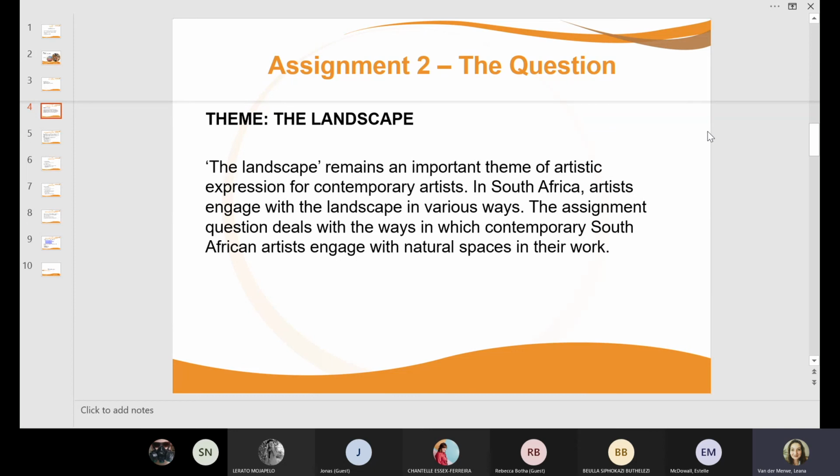So before the question, I've just put that little paragraph which says, the landscape remains an important theme of artistic expression for contemporary artists. In South Africa, artists engage with the landscape in various ways. The assignment question deals with the ways in which contemporary South African artists engage with natural spaces in their work. So the first thing that you must see here is I want you to look at contemporary artists. So I would say of the last 10 years. Okay, don't deal with artists who made work in the 80s and 90s.